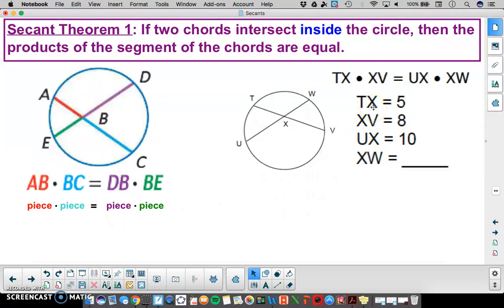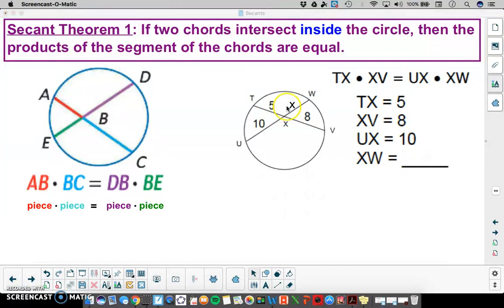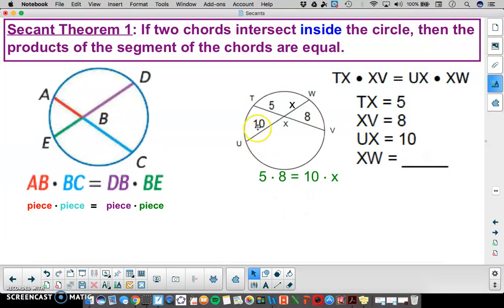So we have an example here. Given that TX is 5, XV is 8, UX is 10, and we want to find XW. Our theorem says that the product of these pieces will be equal. So that means 5 times 8 is going to be equal to 10 times X. So 5 times 8 is 40, 10 times X is 10X. Then divide by 10, and X is 4. So the segment XW is 4.